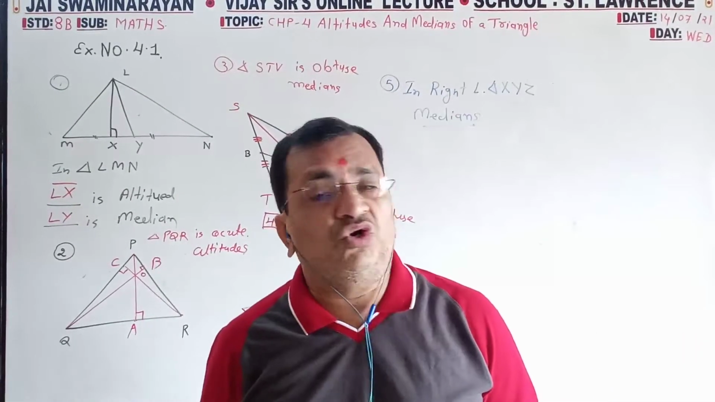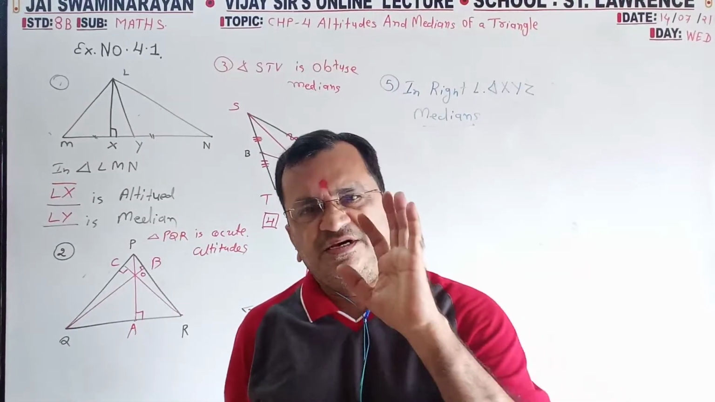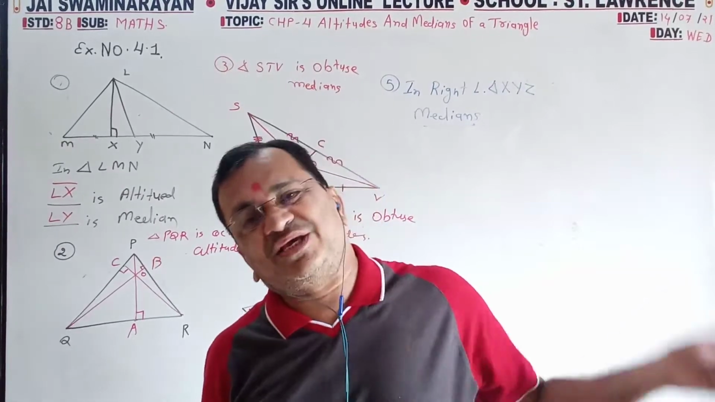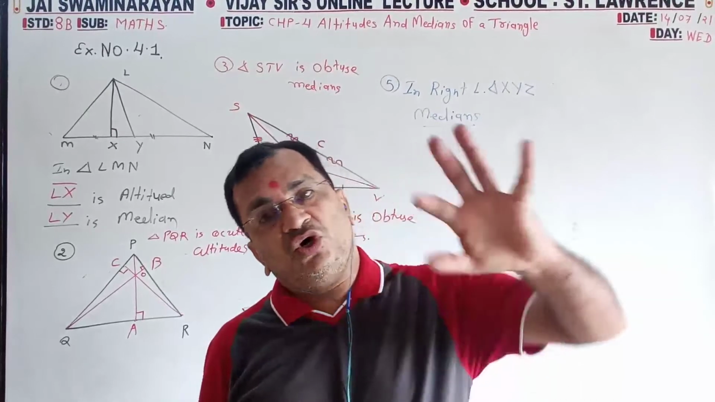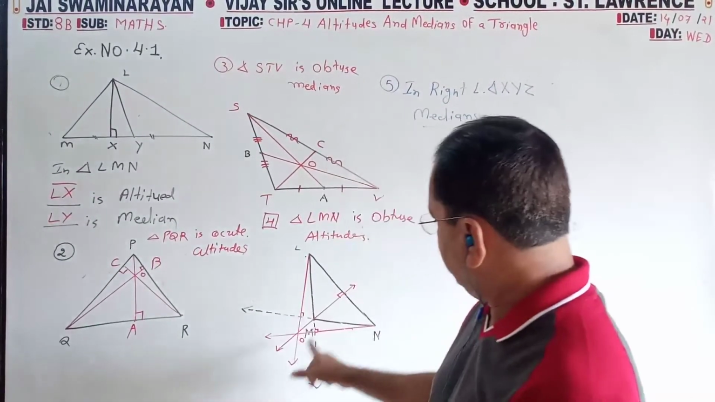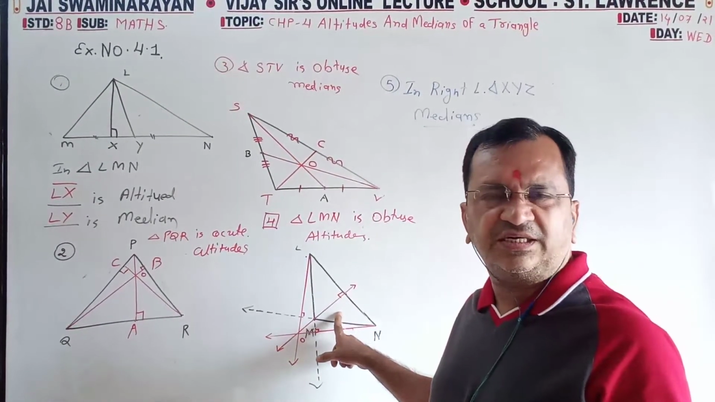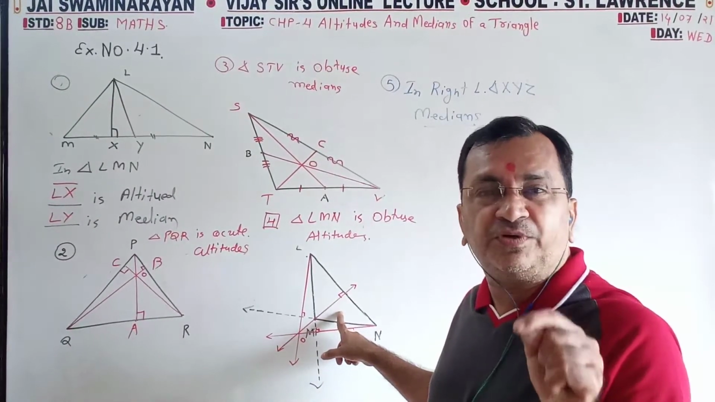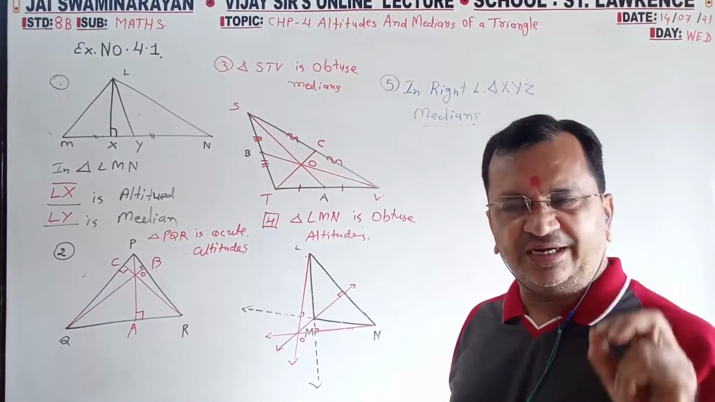See, on the basis of angle there are three types of triangles. Right angle triangles, at least one angle is 90 degree. Acute angle, all angles are less than 90. Obtuse triangle means at least one angle is more than 90. All less than 90, acute. One more than 90, obtuse. And one angle is right angle, it is known as right angle triangle.